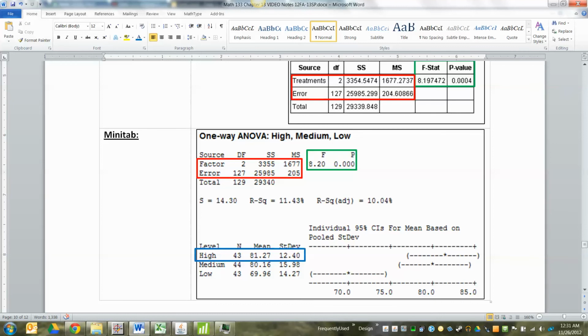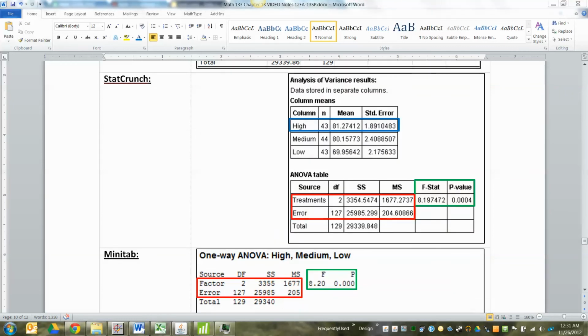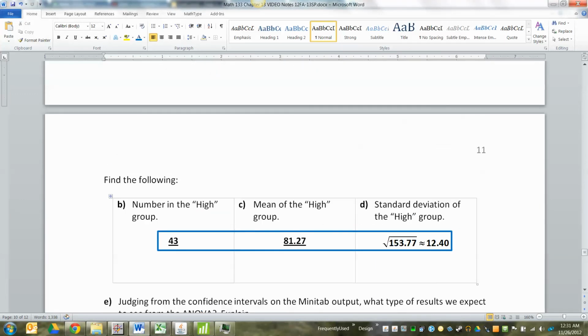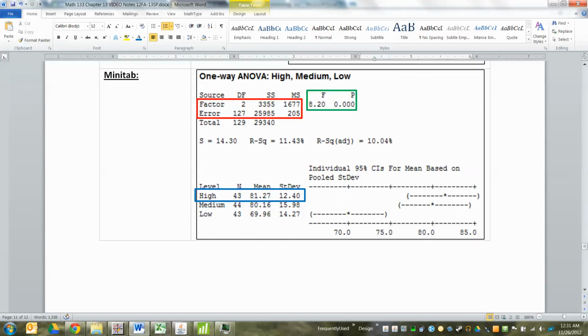Statistic and the p-value. P-value is always good to look for. And then you got all this mess in here with the degrees of freedom and your sum of squares and your mean squares and all that jazz. That's in the red. So the first thing I asked was just look for the high group. So how many people did they have? What's their mean? What's their standard deviation?